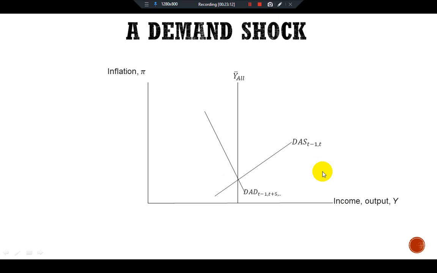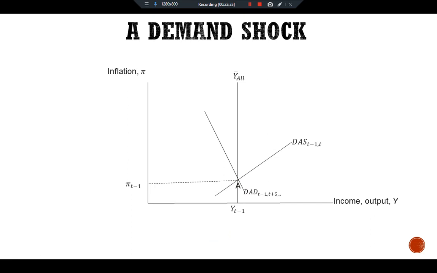We have an upward sloping dynamic aggregate supply curve, this is our DAS t minus 1, and these curves intersect each other at point A, and we have that amount of inflation in the economy at t minus 1 with that level of output in the economy, y t minus 1.